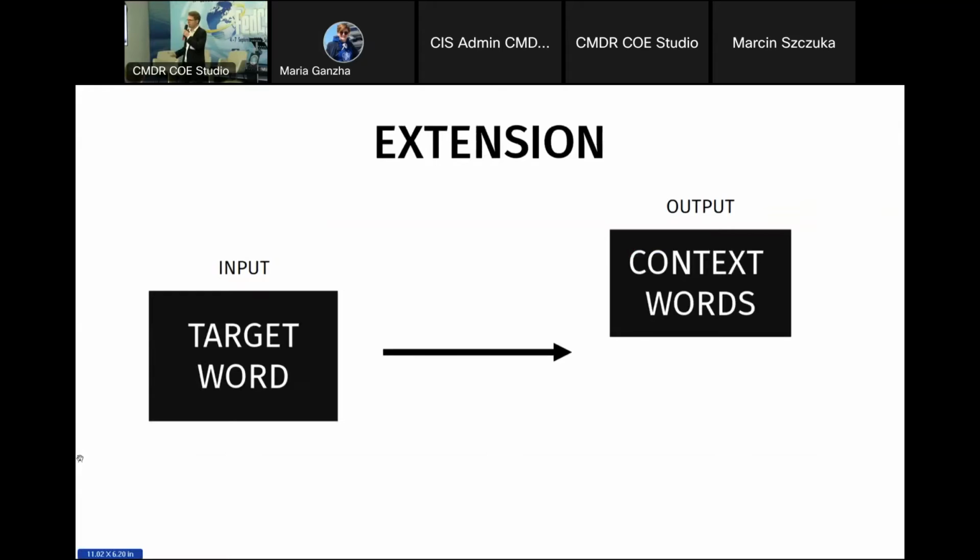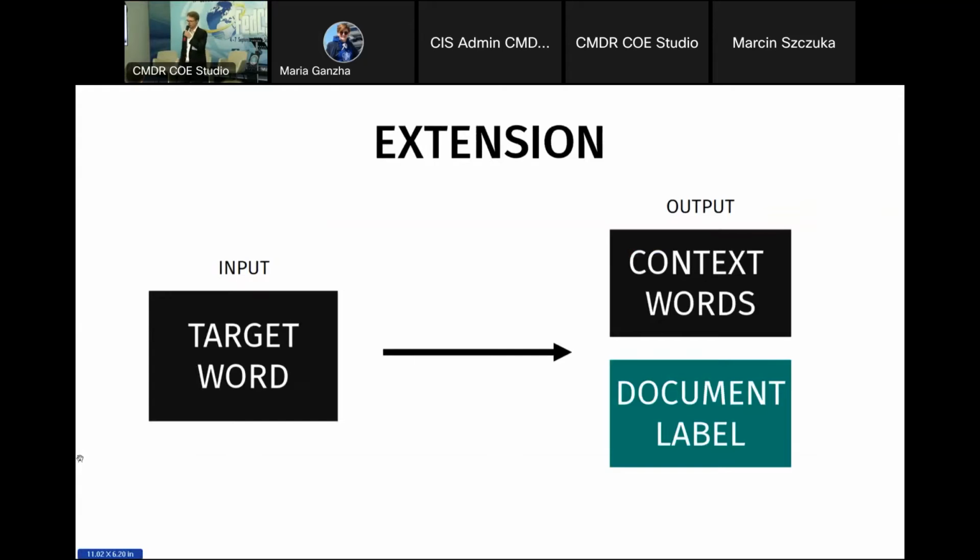The idea that I came with is actually quite simple. I took the basic skipgram model, and instead of predicting the context words only, I also added some sort of a document label to the prediction.